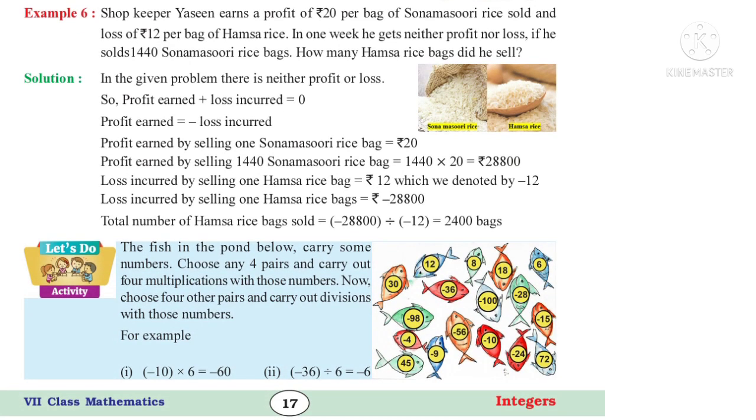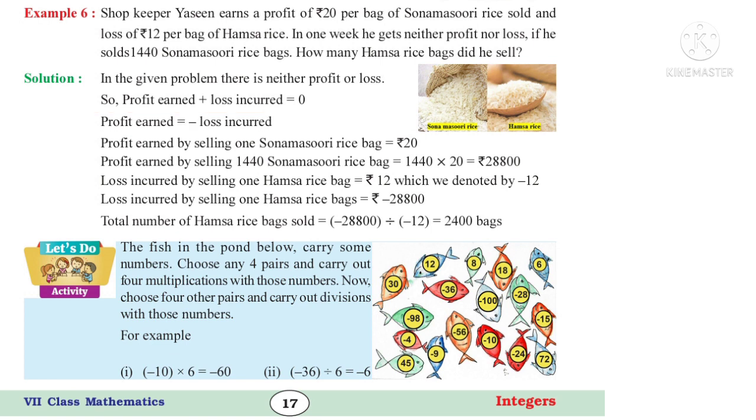Now example 6. Shopkeeper Yasin earns a profit of 20 rupees per bag of Sona Masuri rice sold and loss of 12 rupees per bag of Hamsa rice. In 1 week he gets neither profit nor loss. If he sold 1440 Sona Masuri rice bags, how many Hamsa rice bags did he sell? Solution. In the given problem, there is neither profit nor loss. So, profit earned is equal to minus loss incurred. Here profit indicates plus, loss indicates minus.